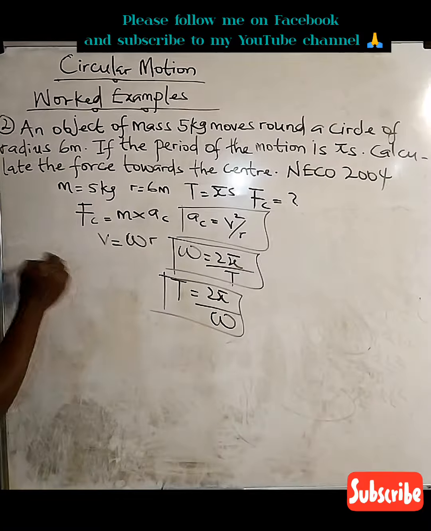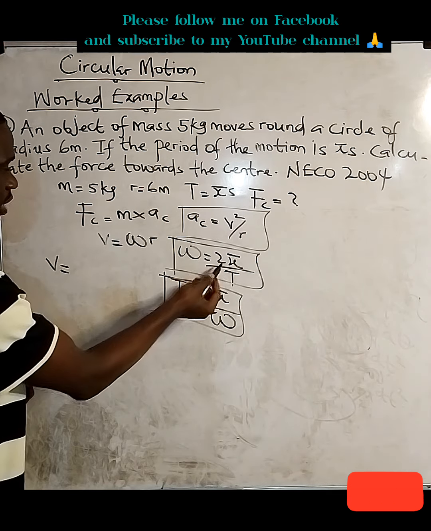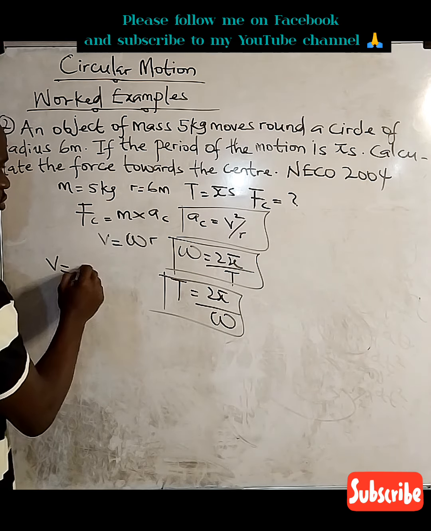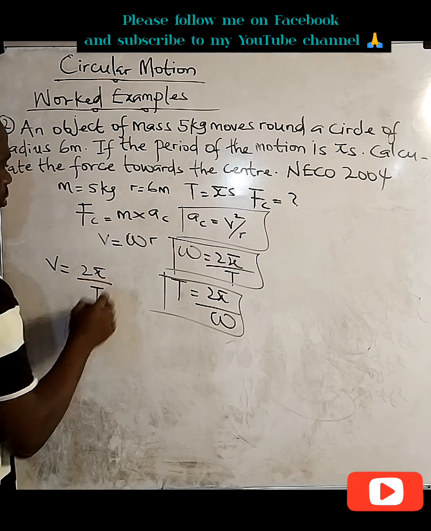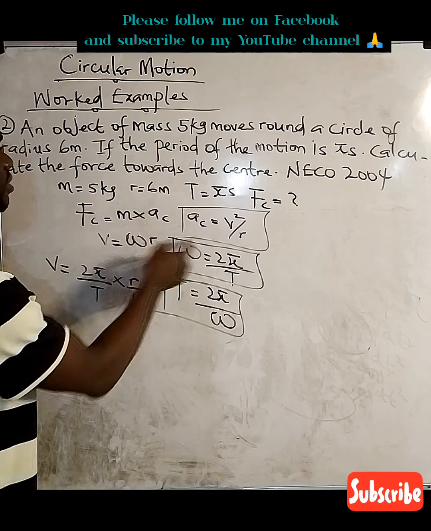So we're going to put it in here. That means the linear velocity is equal to, what do we have? We have this already, 2 pi over T. Okay, let's just do that first: 2 pi over period times radius. Don't forget, what are we looking for? We are looking for velocity.